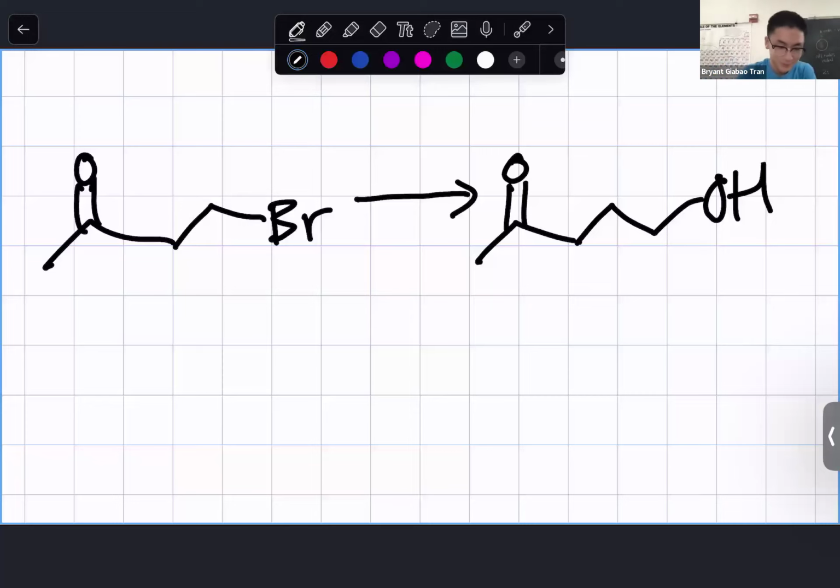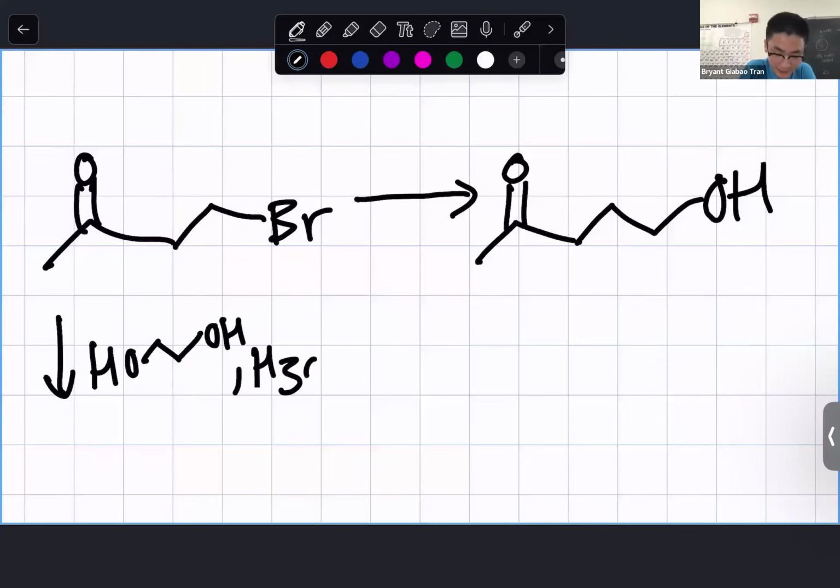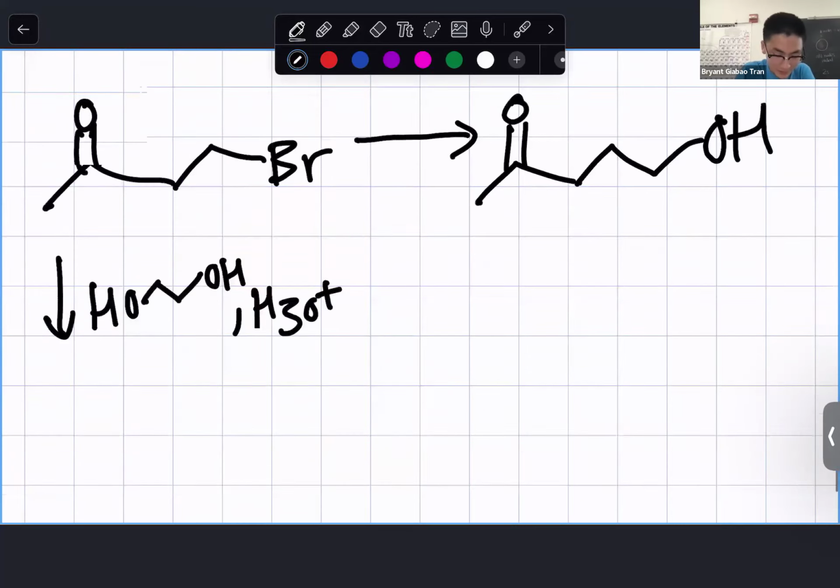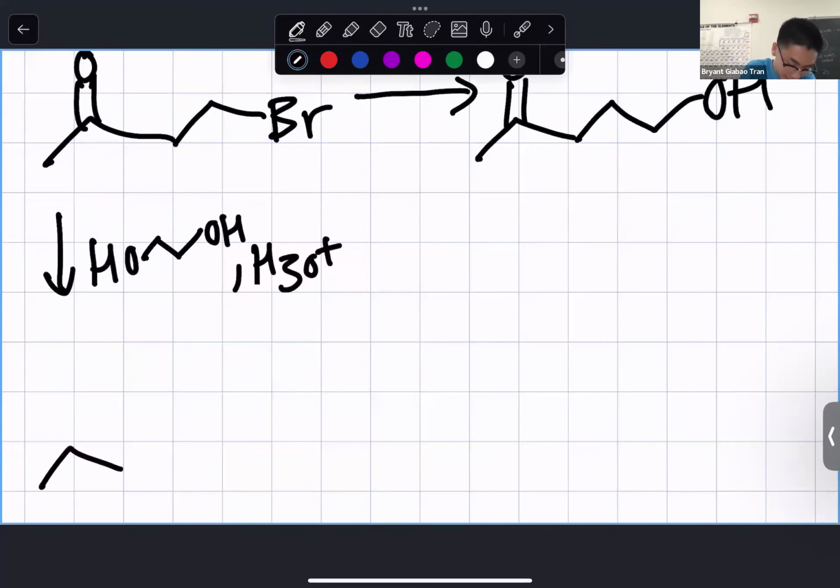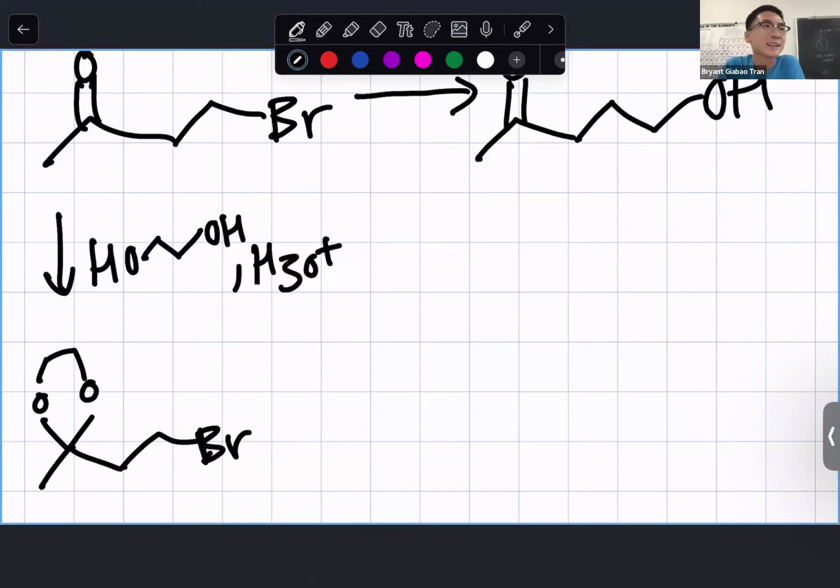Okay. What did you guys try doing first? Protect the carbonyl, and we need also acid, like H3O plus, let's say. It could be H2SO4 as well. That would convert that carbonyl into the cyclic acetal, right? Okay. What is next?